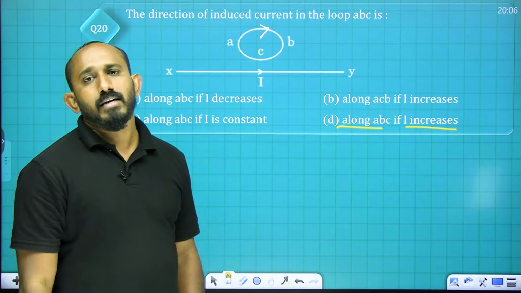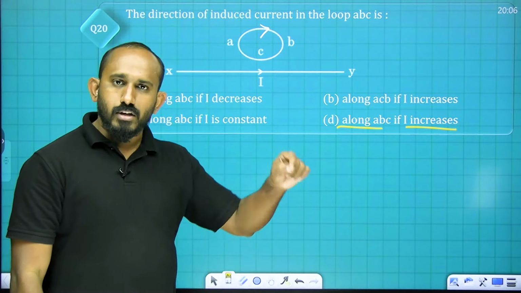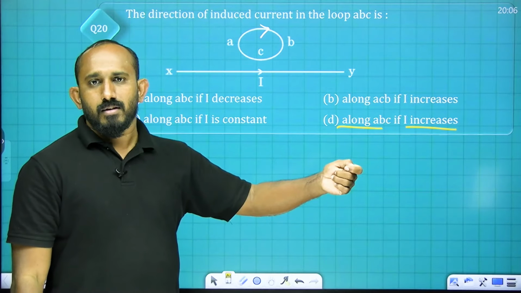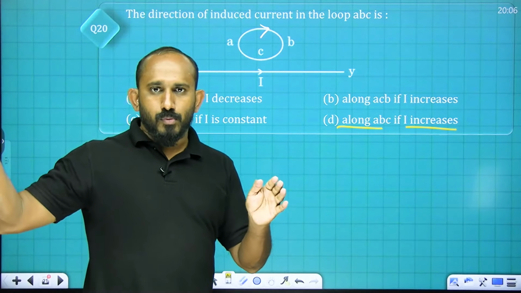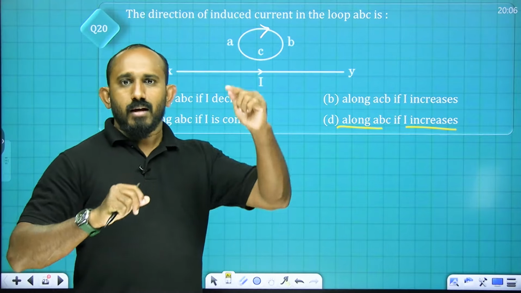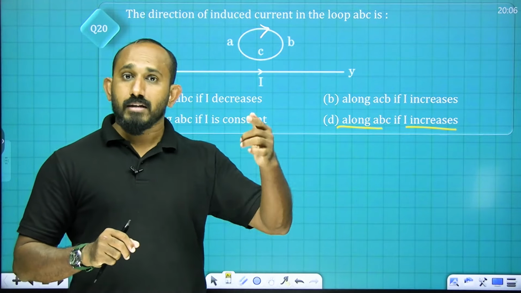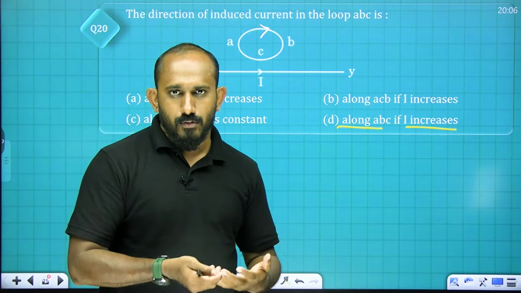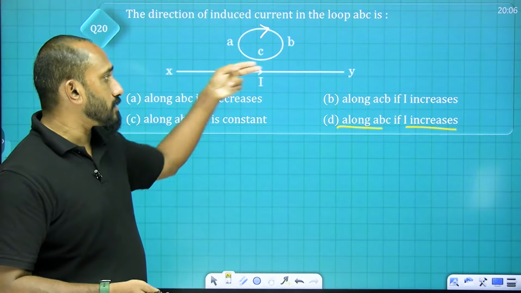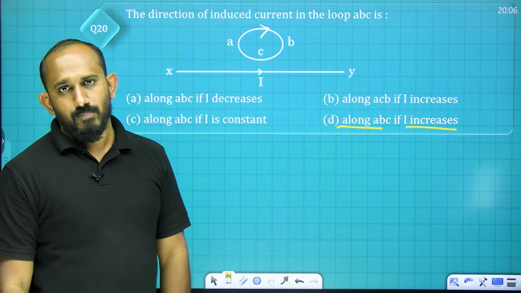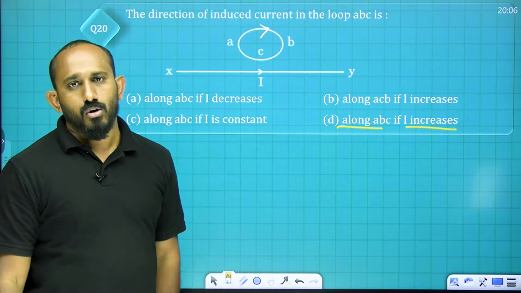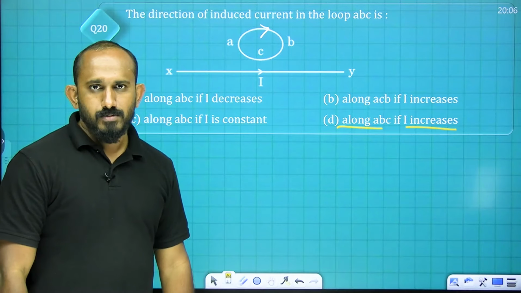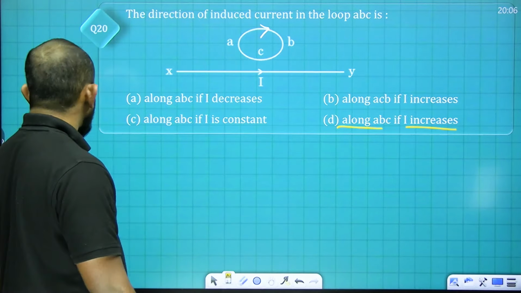ABC should be increasing, so the induced current should oppose across this side. Got it? If a north pole is brought towards the loop, then the opposite should be a north pole again, so anti-clockwise is there. If it is taken out, clockwise is there. Like that logic you have now. So here clockwise should be there if I is increasing. The magnetic field is increasing there. To oppose that, it should be in a clockwise direction. Hope you got it. Let's go to the next question.